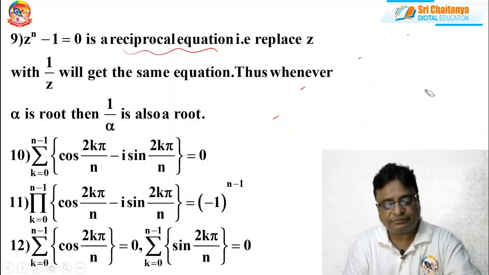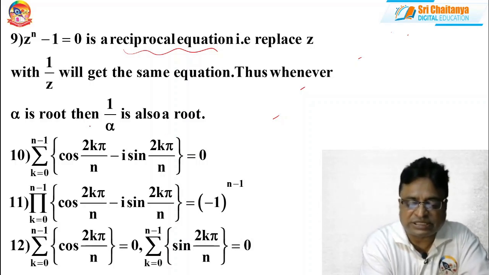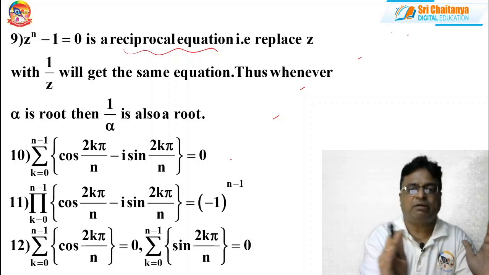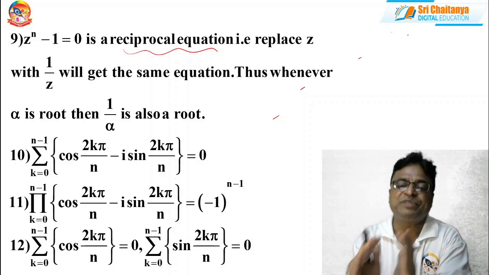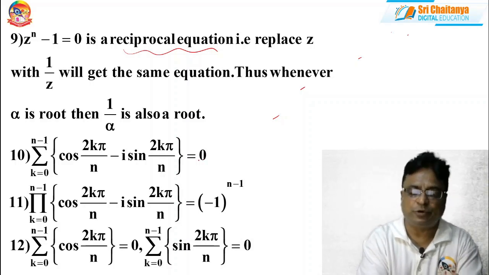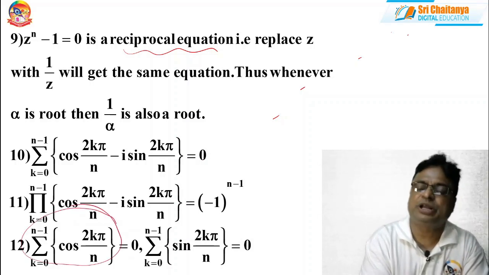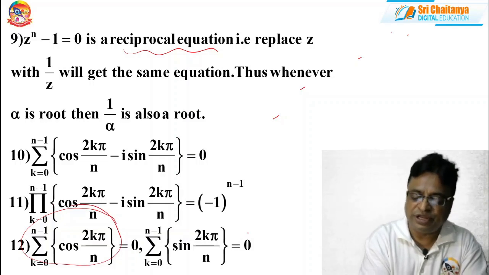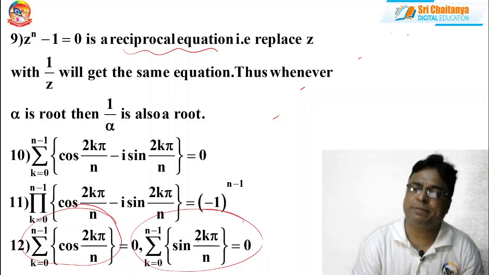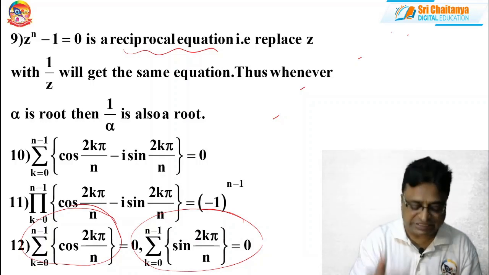And moreover, sigma k equal to 0 to n minus 1 of cos 2k pi by n is equal to 0. This is another important point, because if I separate the real part as well as the imaginary part of all the roots, the LHS is the complex number 0, which I can write as 0 plus I0. If you equate the real parts only, sigma k equal to 0 to n minus 1 of cos 2k pi by n is equal to 0. If I equate the imaginary parts, sigma k equal to 0 to n minus 1 of sin 2k pi by n is equal to 0. So result number 12 can be extracted from result number 10 only.